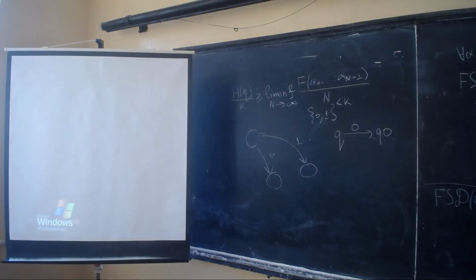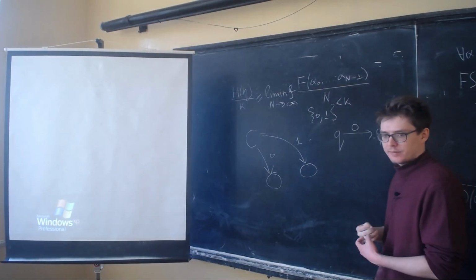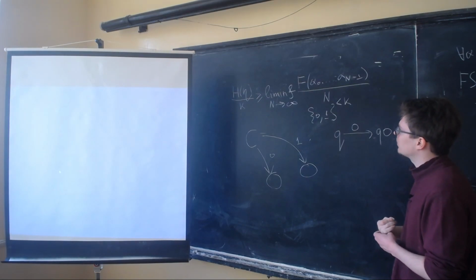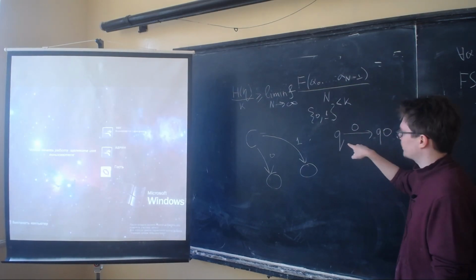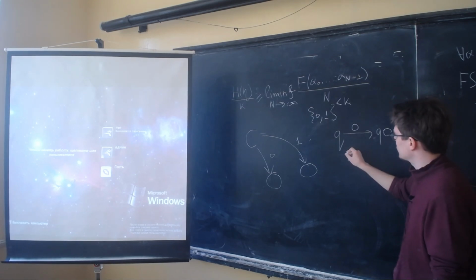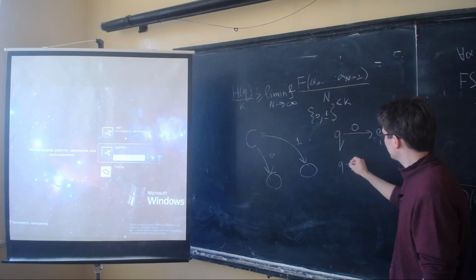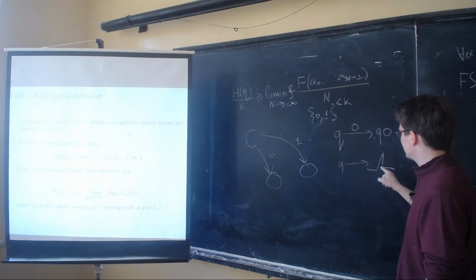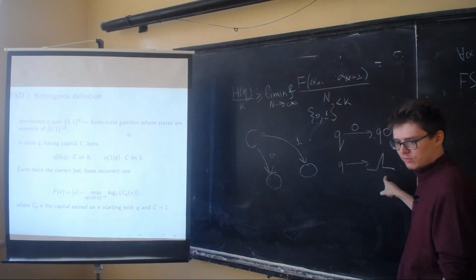But remember that the states of a machine are strings of length less than k. So what happens if the length of Q is k minus 1? Then the machine just comes into the state which is the empty string.